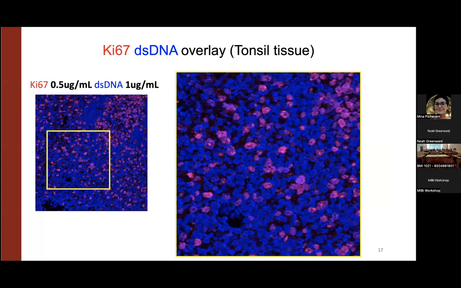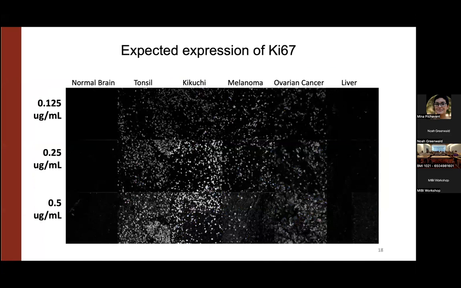Another way, because we're multiplexing here, we can make sure that Ki67 is indeed overlapping the nuclear region by overlaying the image of dsDNA on Ki67, and you can see this beautiful overlap. On top of that, another way to validate Ki67 is to look at the expression of Ki67 across different tissues. This is an example of looking at 6 different tissues where Ki67 is expressed, and on the rows you see the increasing titer. Here, as expected, in the normal brain and the liver, where you don't expect a lot of proliferation happening, you have very low Ki67 expression.